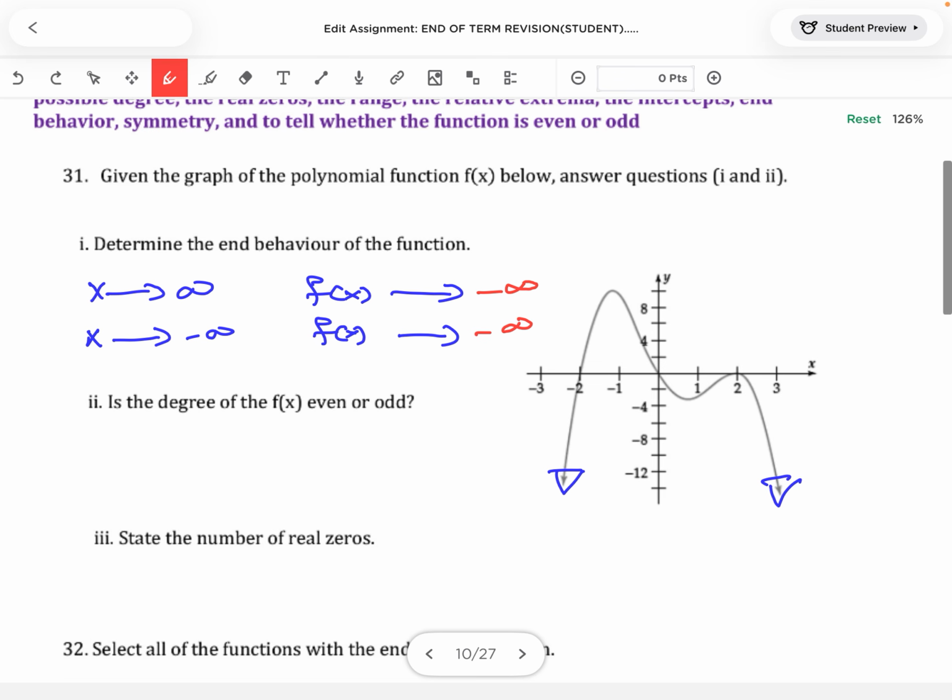Is the degree odd or even? Since both are going in the same direction, we have an even function. State the number of zeros. We see how many times the graph touches, crosses, or is tangent to the x-axis. 3 times. Where? At x equals negative 2, x equals 0, and x equals 2. This is it.